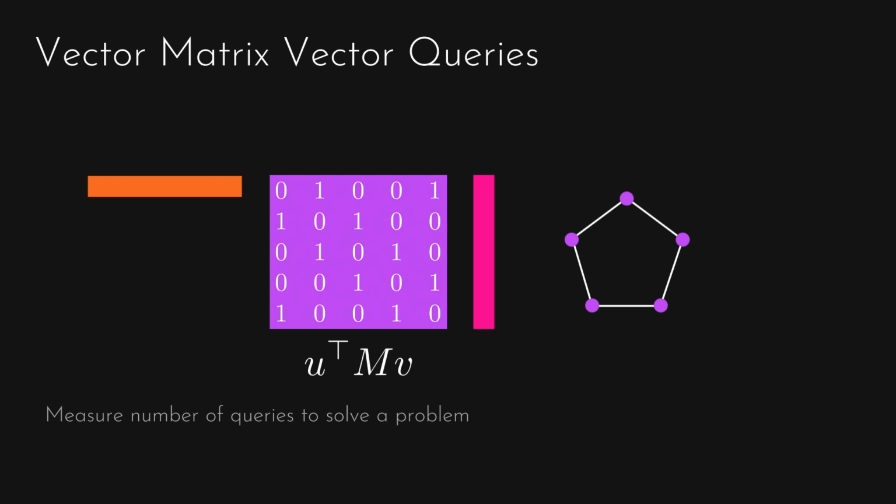If u and v are indicator vectors, then we get a single entry of the matrix. This tells us whether or not a certain edge is in the graph. As another example, we can set u to be an indicator vector and v to be the all ones vector. This reveals the degree of a vertex.